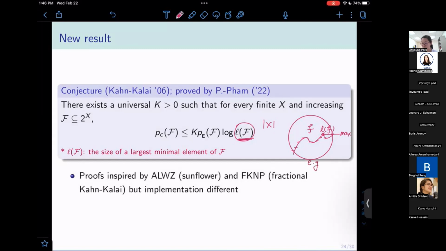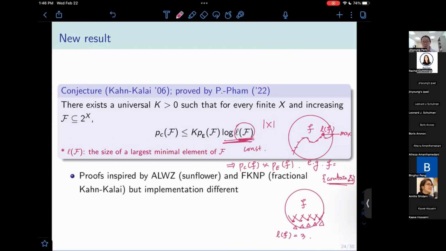So for example, if our increasing property F is to contain, let's say, a triangle, then if we consider this picture, containing a triangle means our increasing property F is supported by all of the labeled triangles. And then we consider all of the offsets. So in this case, L of F is the number of edges in the triangle, which is 3. So in this case, this log L becomes a constant. So this tells us that the threshold is actually equal up to a constant factor to the expectation threshold.